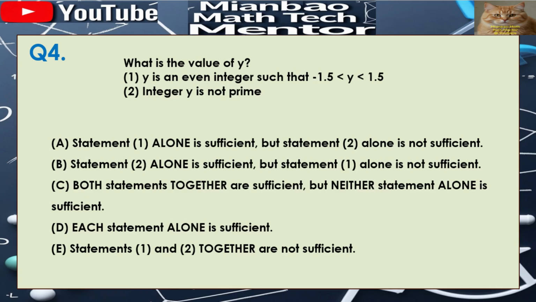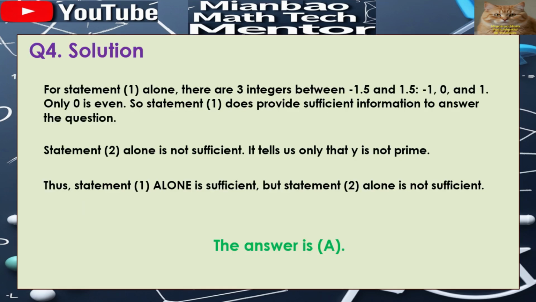Question 4. Which of the following answers is correct? A, B, C, D, or E? For statement 1 alone, there are 3 integers between minus 1.5 and 1.5. They are minus 1, 0, and 1. Only 0 is even. So statement 1 does provide sufficient information to answer the question.